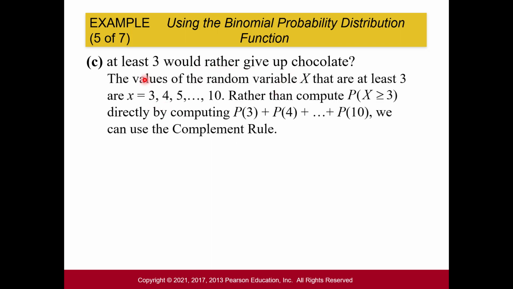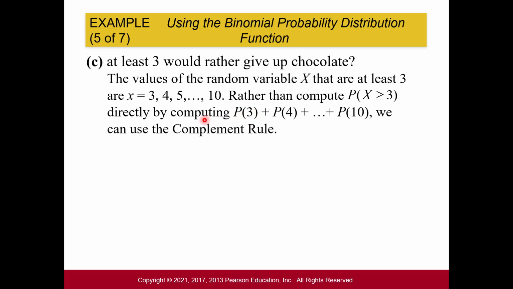So this is kind of the opposite of what we just did. The values of the random variable that are at least 3 include the number you're talking about. So at least 3 includes 3 and anything greater than 3. So it can be anything from 3 to 10. We could compute the probability x is greater than or equal to 3 by doing exactly what we just did, but it's going to be a little longer because we have to do the probability of 3 plus the probability of 4 and so on all the way up to 10. So it's going to be our binomial formula quite a few times.